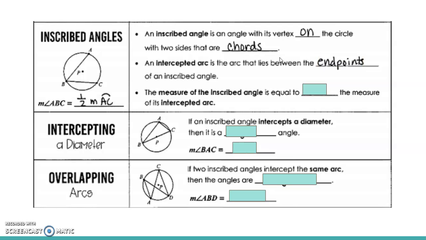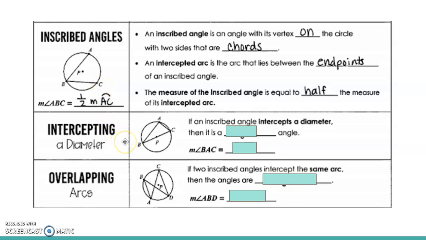Inscribed angles, we have the intercepted arc, and that's the arc that lies between the endpoints of our inscribed angle. So if we look at this side here, that would be arc AC. The measure of our inscribed angle is equal to half the measure of the intercepted arc. So if we look to the side here, we have our little formula that we can use. So angle ABC is half of whatever arc AC would be.